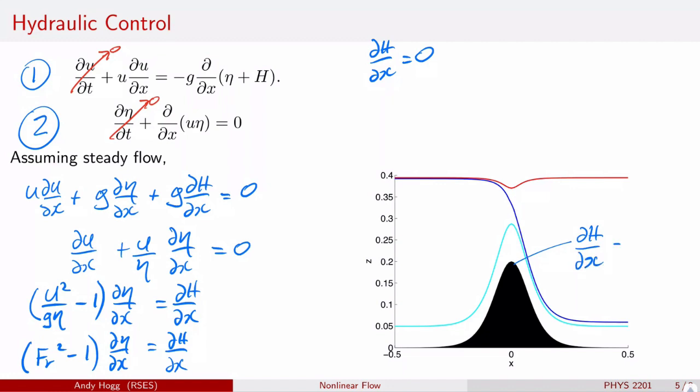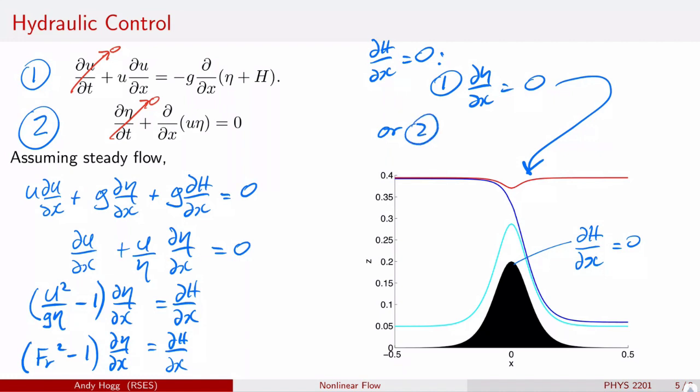Okay, that means on the left hand side at the top of the bump either d eta/dx needs to be 0, in other words the flow needs to be flat, and in that case it turns out the layer height is symmetric across either side of the bump. But that's not the solution we found in our laboratory experiments. In that case, d eta/dx was definitely non-zero at the top of the bump, and that means that the only solution we can have is one where the Froude number is 1, or u equals the square root of g eta, exactly at the top of the bump, and that's the solution I'm showing here in this blue line.